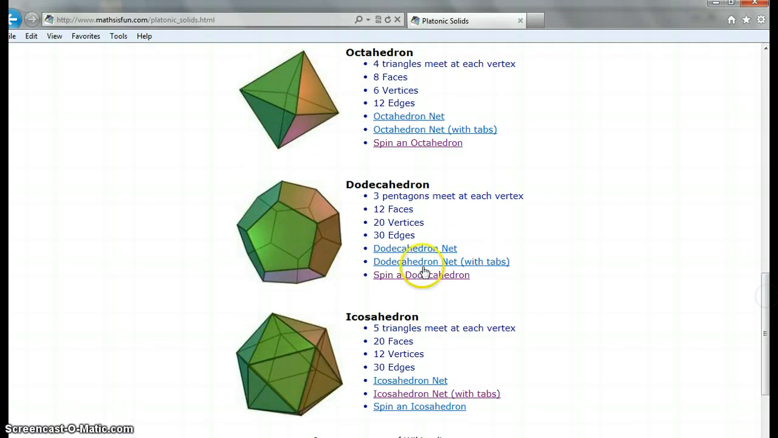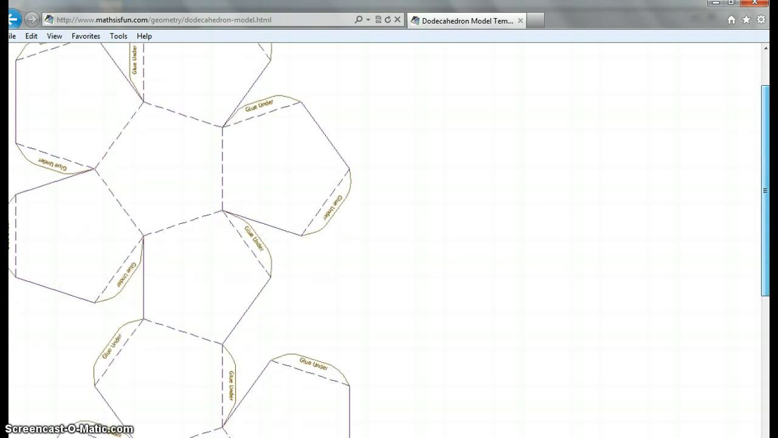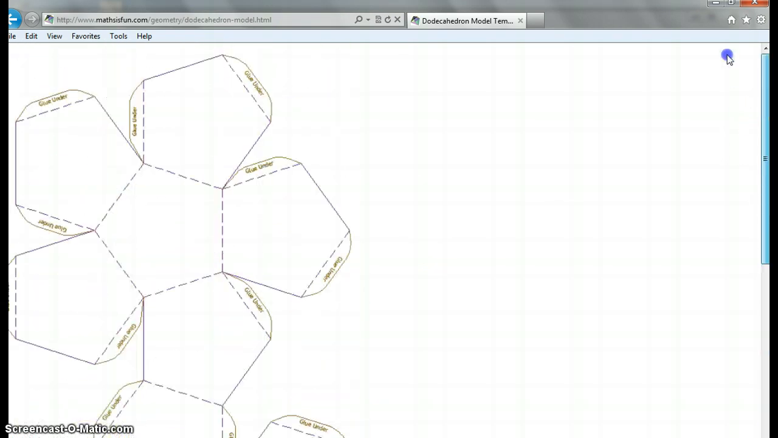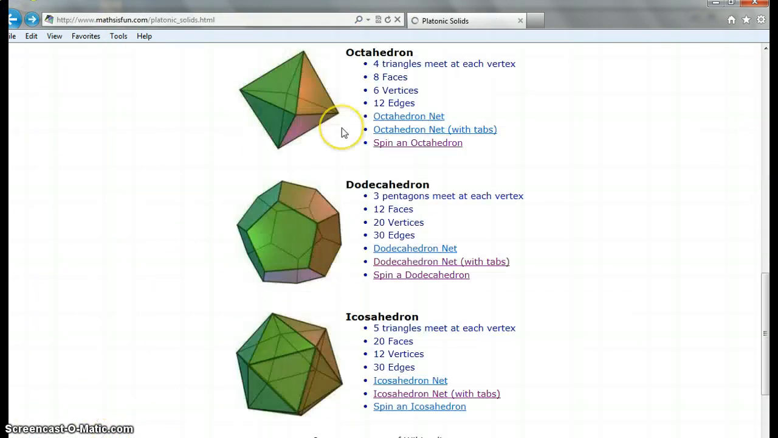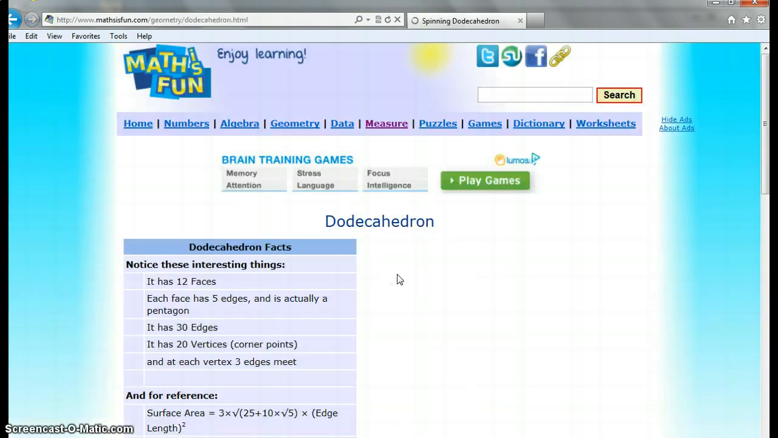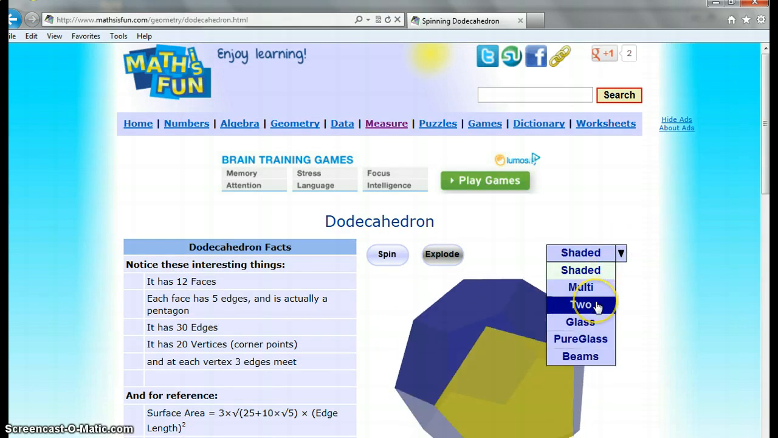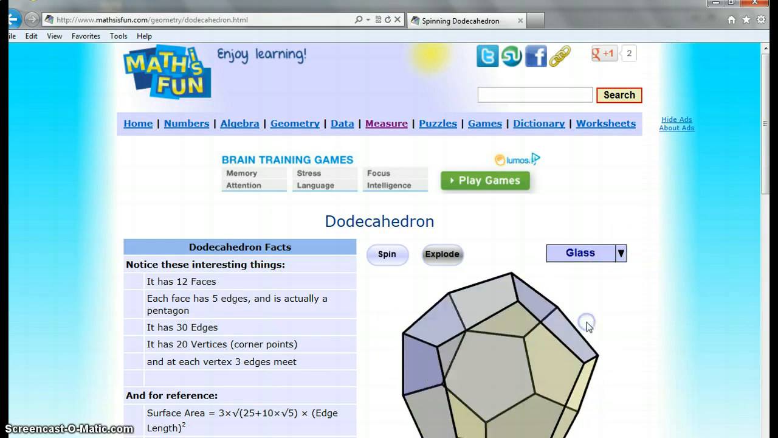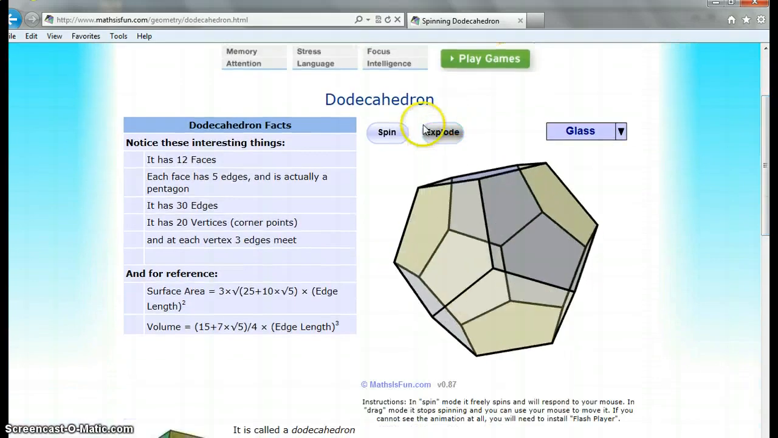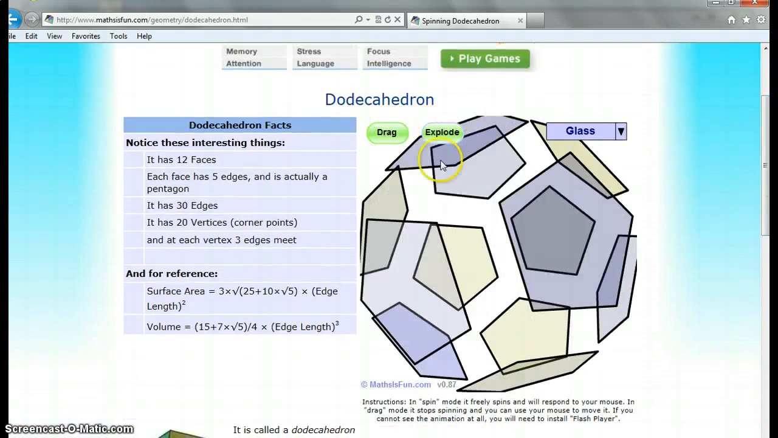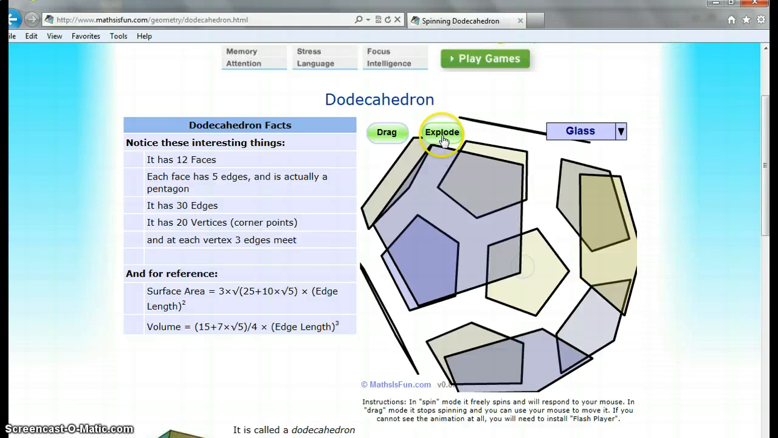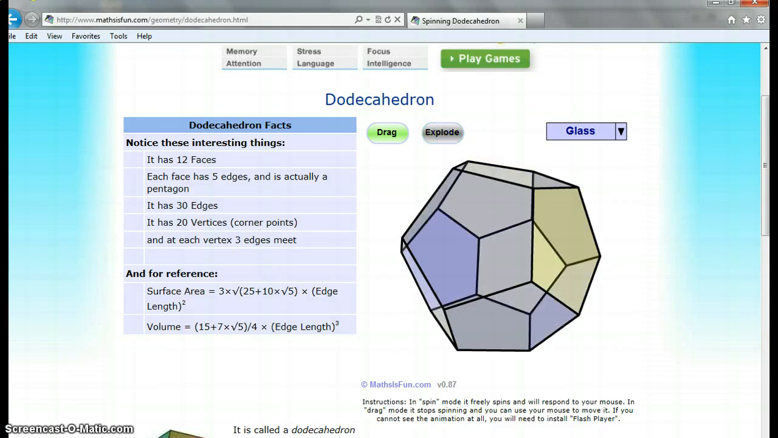So you can actually click on here and you can get the net of a dodecahedron and make one yourself, which is fun. Could be good homework. Icosahedron, spin a dodecahedron, and you can have a look at glass like that. I quite like it like that. You can explode it. You can spin it manually, pop it back down.